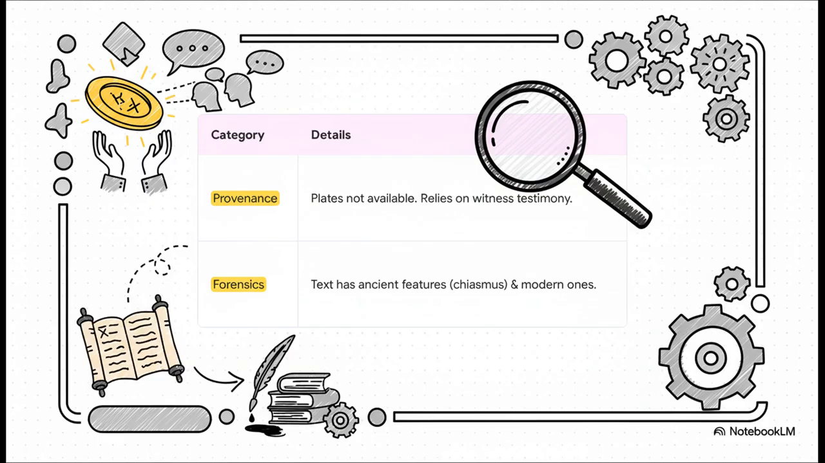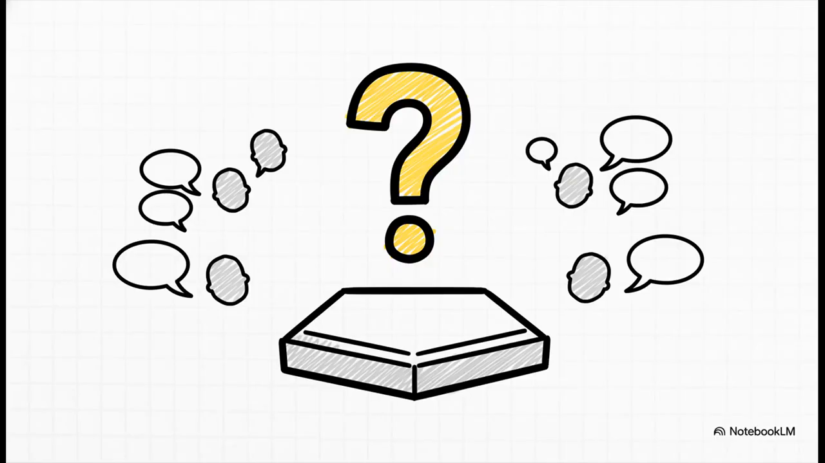The story of Joseph Smith receiving golden plates from an angel and the witnesses who said they saw or handled them. And on the forensic side, well, the text itself is this complex mix. Some scholars point to what they see as ancient literary patterns, while others point to language and ideas that feel very 19th century. And there it is. Did you see what just happened?